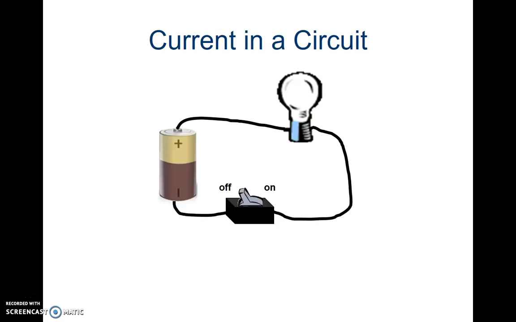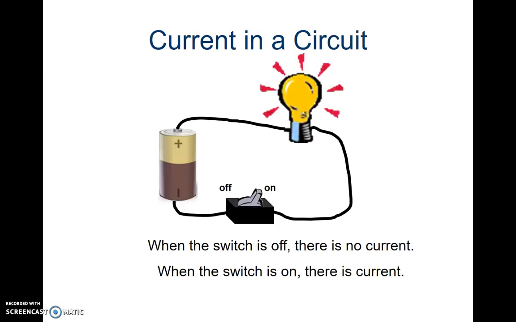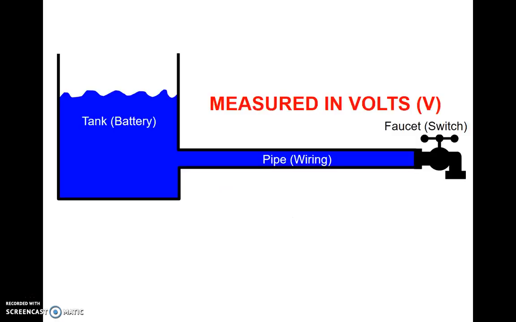Current in a circuit. When the switch is off, no current. When it's on, there is current. So it's the flow.